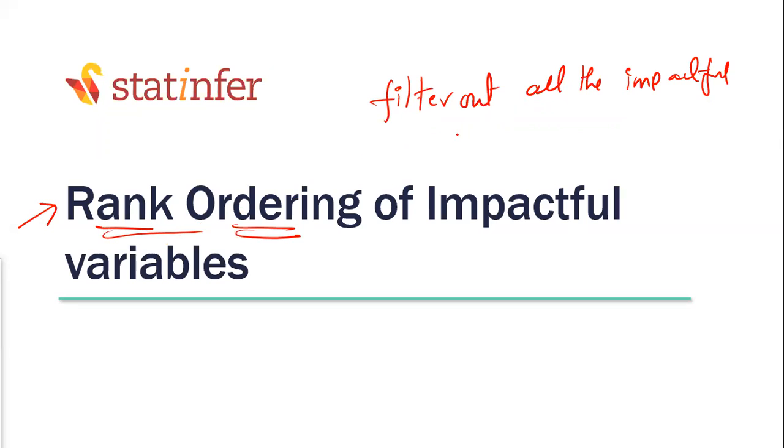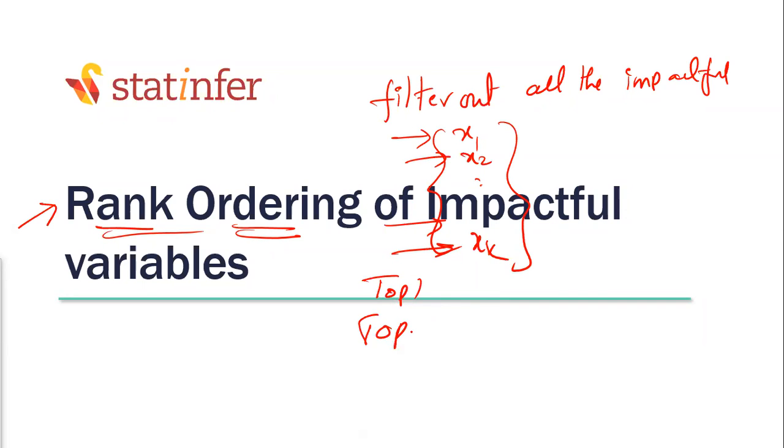What do you mean by that? I have these variables x1, x2, and so on, xk. Out of them, I have removed one or two variables that are not impactful. But out of these 10 variables that I have, which is the most impactful? Top rank. I agree that all these are impactful. Agreed. But what is the top one, top two, second rank, third rank? Is there a measure that will tell us which one has the topmost impact?